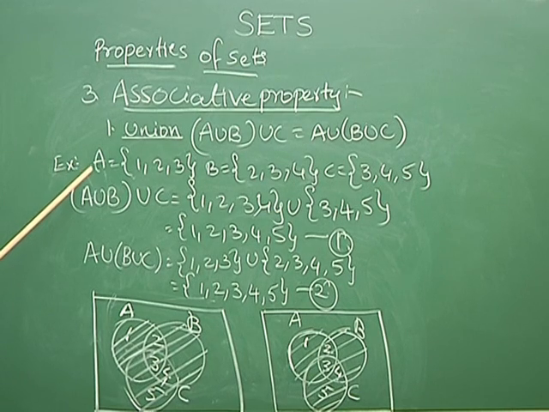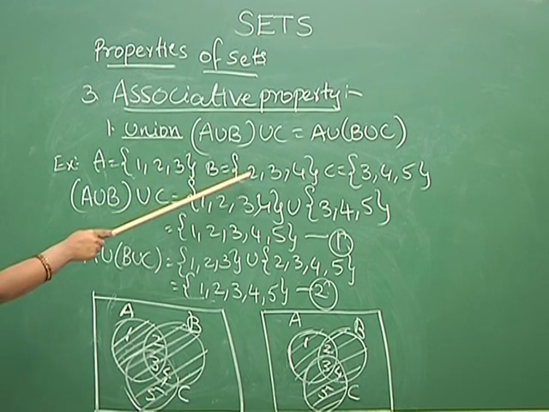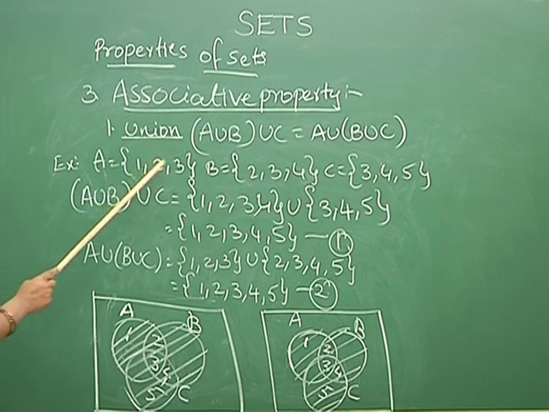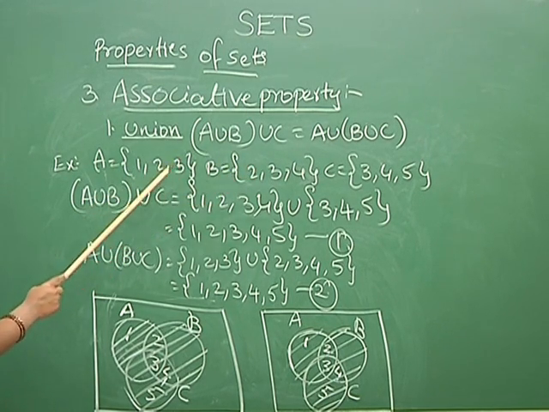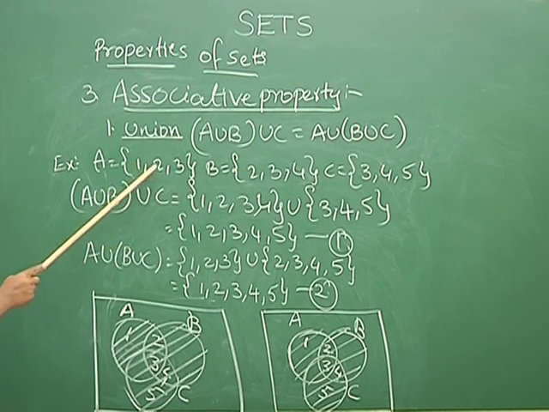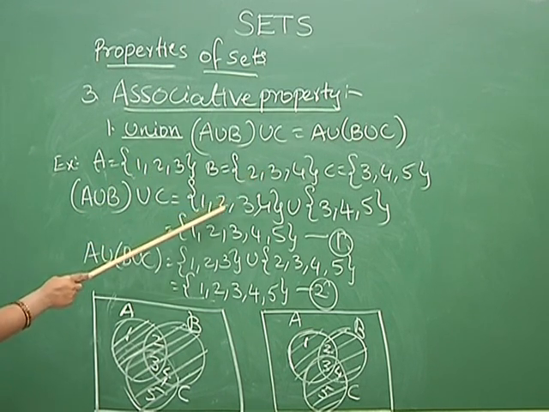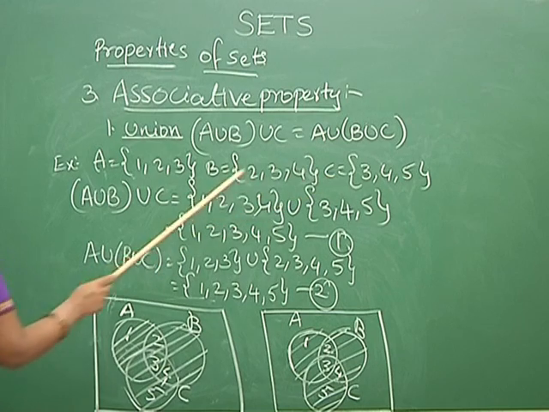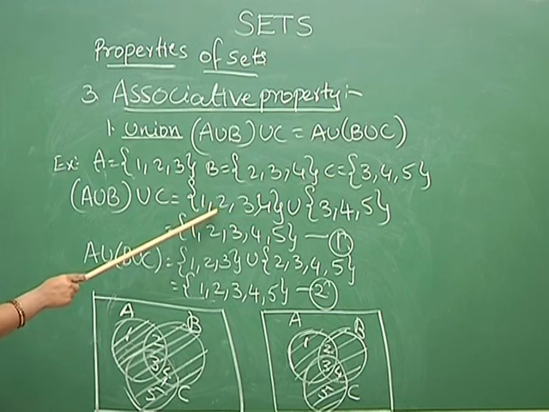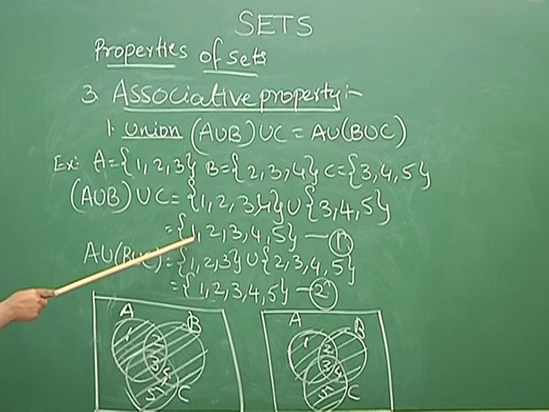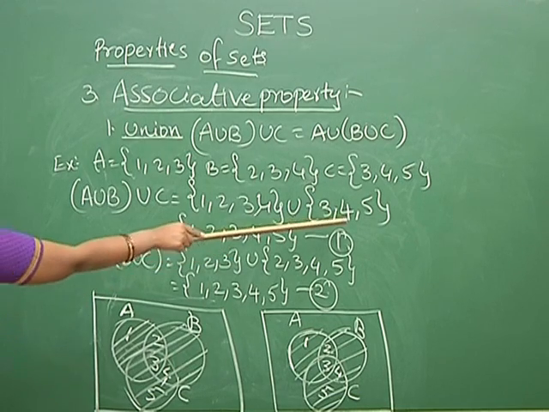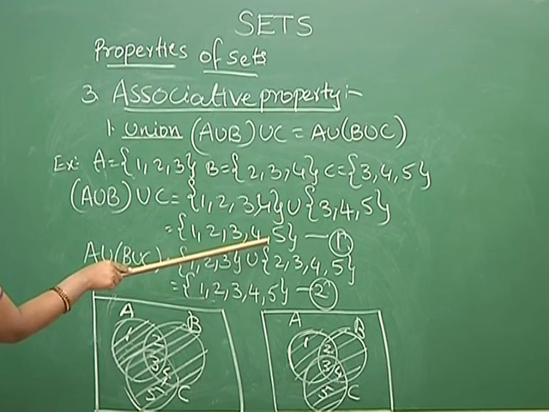Now let us take an example: A equal to 1, 2, 3, B equal to 2, 3, 4, C equal to 3, 4, 5. So first, A union B union C. For A union B, you need to combine all the elements of A and B. Repetitions are not allowed. Set A is 1, 2, 3. In set B, 2, 3 we have already entered, so the balance element is 4. Union C set is 3, 4, 5. Union is a combination of both sets. So first we write the A union B elements in the answer: 1, 2, 3, 4. Already 3 and 4 we entered here, so the left out element is 5. So this is the first equation.